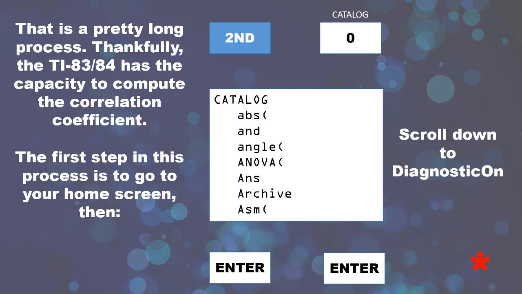I've got a little asterisk here. You only have to do this once. Once you've turned the diagnostic on, it stays on for as long as you own the calculator, or I guess until you change the batteries. So you don't have to keep turning it on every time you do the problem. Once you've done a correlation coefficient problem once and turned the diagnostic on, it stays on. So this is just a one-time thing. The rest of the problem you might do different times depending on the problems that you're doing. But to turn the diagnostic on, you only have to do it once.